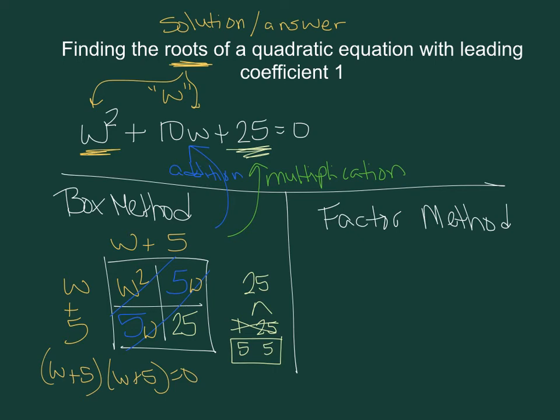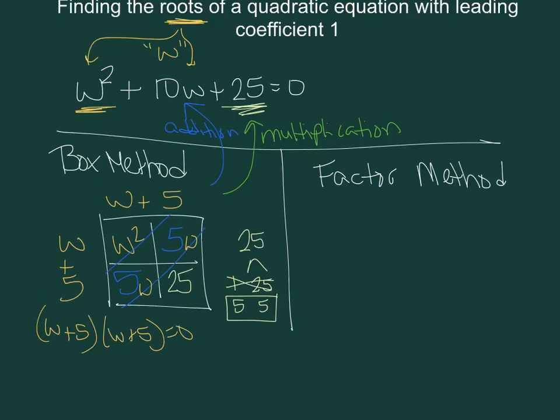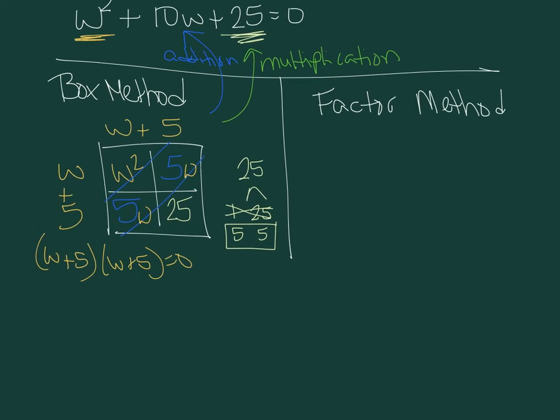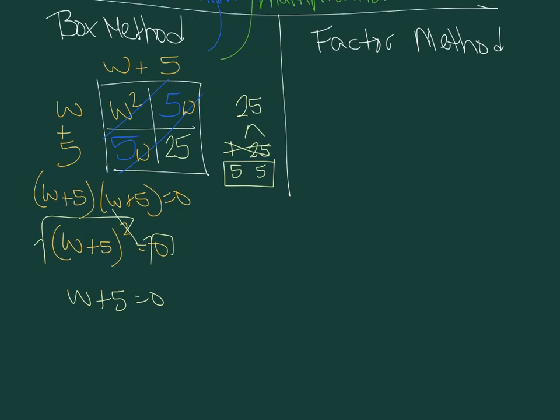So the roots of this quadratic equation with a leading coefficient of 1: this would now be w plus 5 quantity squared equals 0. I would square root both sides to get rid of the square, and now I'm left with w plus 5 equals 0. I need to get w alone, so I subtract 5 from both sides, and I know w equals negative 5. So the root of my equation is negative 5. If I plug this number back into my original equation, I would have 0 equals 0, hence we know it's true.